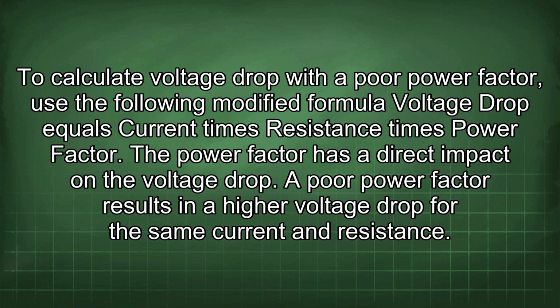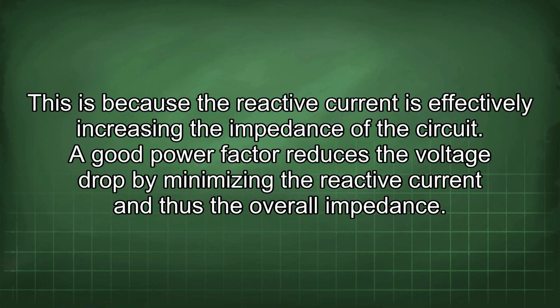times power factor. The power factor has a direct impact on the voltage drop. A poor power factor results in a higher voltage drop for the same current and resistance. This is because the reactive current is effectively increasing the impedance of the circuit. A good power factor reduces the voltage drop by minimizing the reactive current and thus the overall impedance.